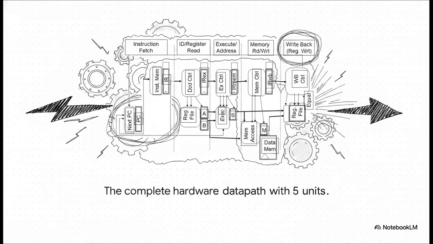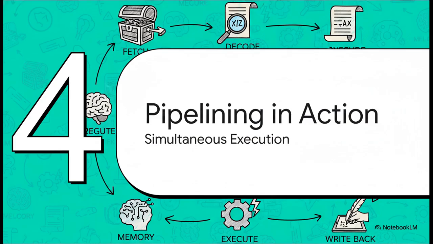Because these 5 independent hardware units each have their own dedicated physical space on the chip, meaning the instruction memory, the ALU, and the data memory are physically separate components, they can absolutely handle different instructions simultaneously. No waiting required. Section 4, pipelining in action. So now that we know the 5 stations fetch, decode, execute, memory, and write back, let's look at the aha moment where they all actually work together at the exact same time.